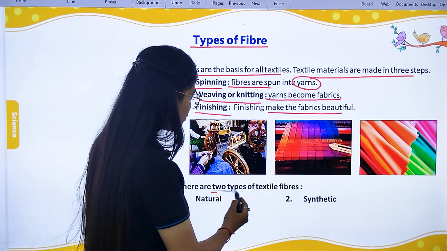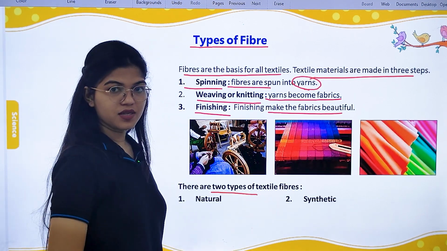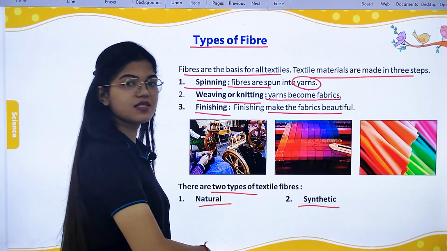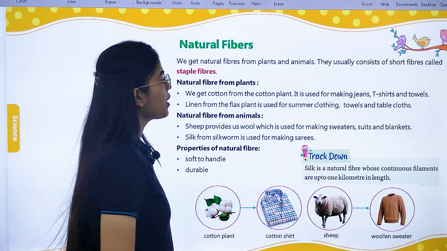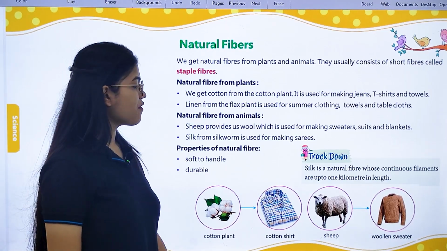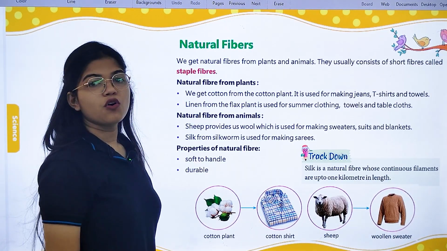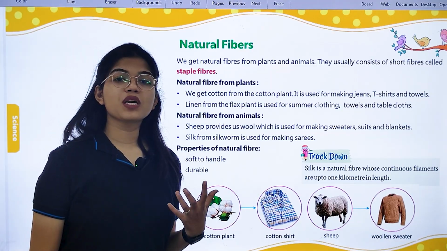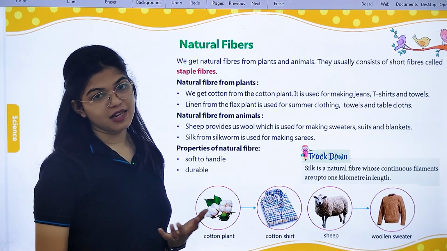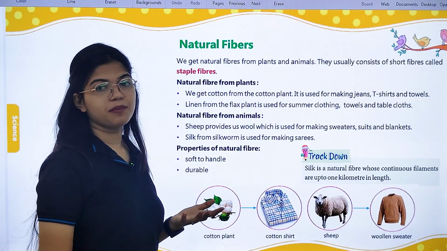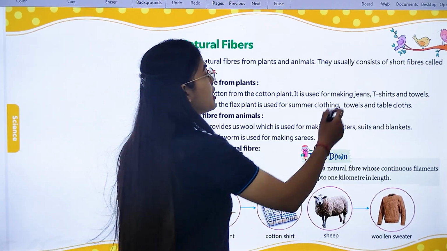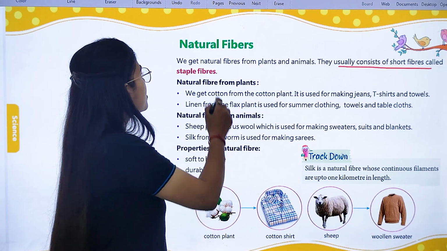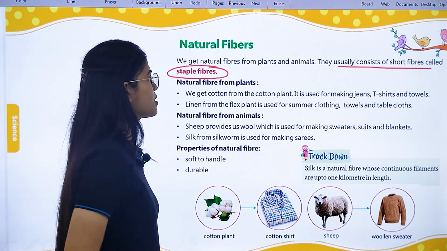Now, basically, we have 2 types of textile fibers. Number 1, we have natural fibers, and the other we have synthetic fibers. First of all, we have natural fibers. So, what are natural fibers? All those fibers which we get from plants and animals are called natural fibers. And the natural fibers usually consist of short fibers called staple fibers.